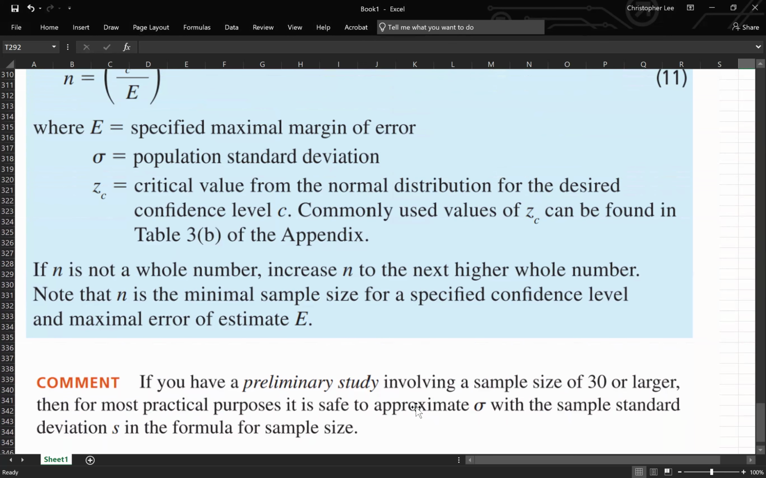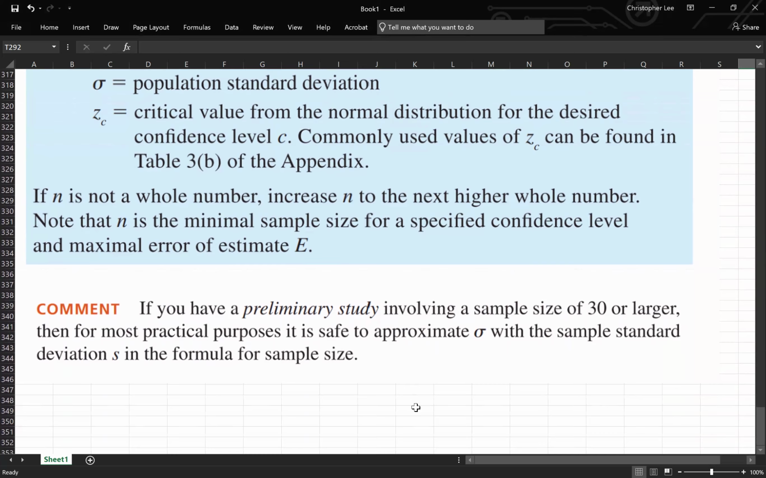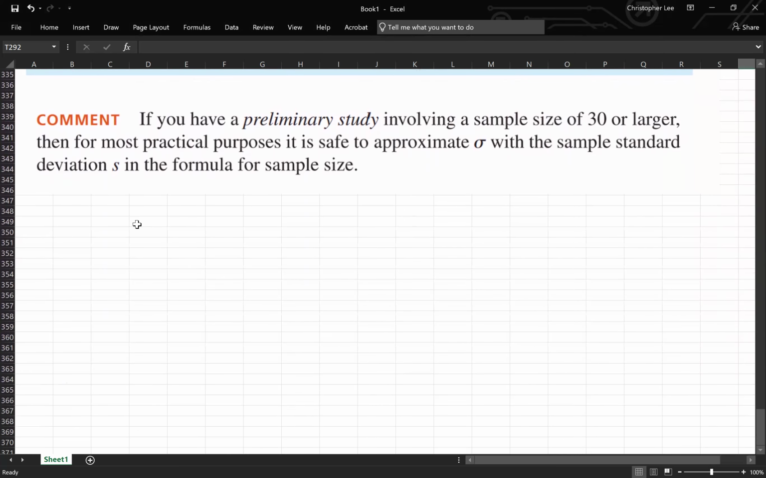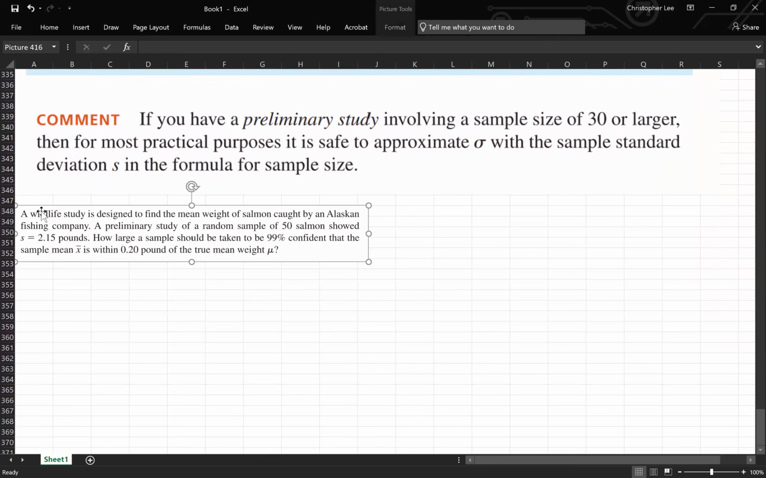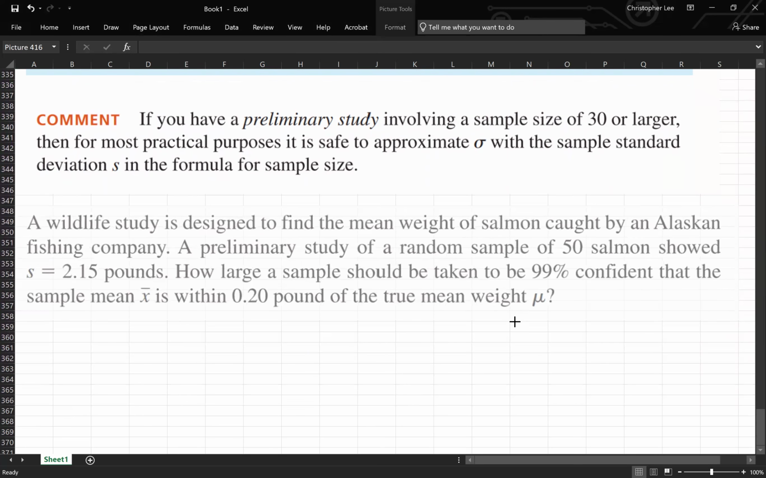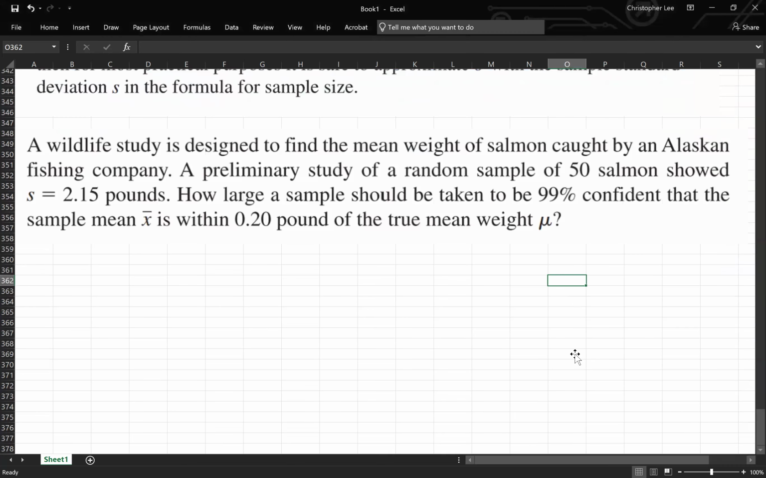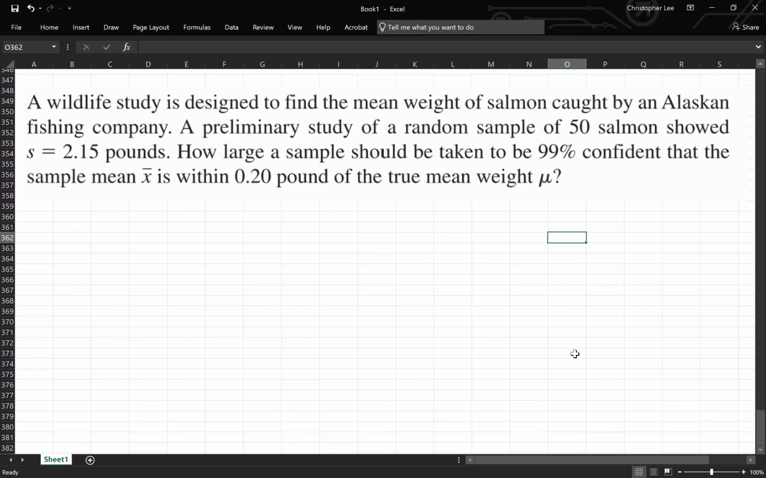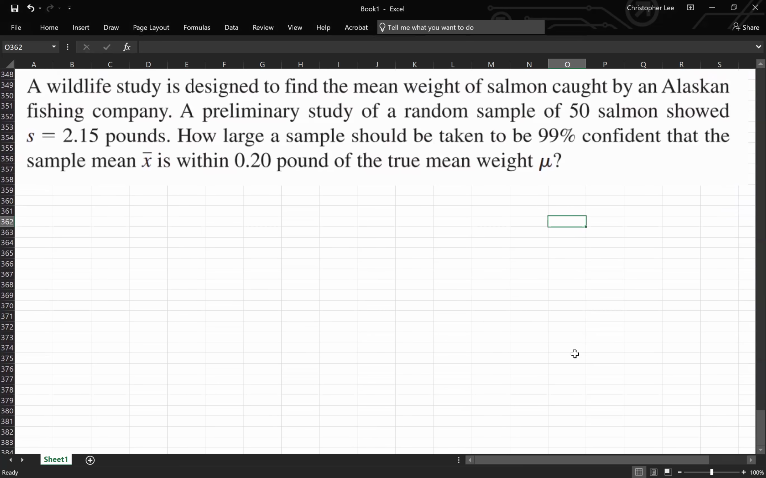It's all on your formula sheet, it's in chapter 8. Yeah, look in chapter 8. It's right there. It says sample size for estimating. It's all there.